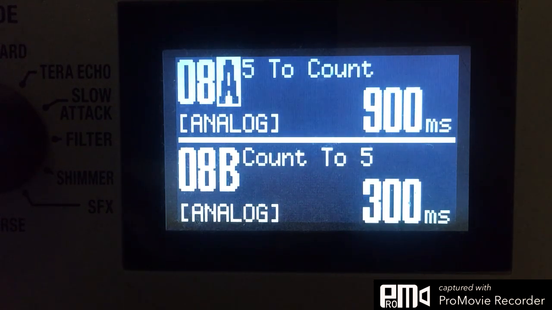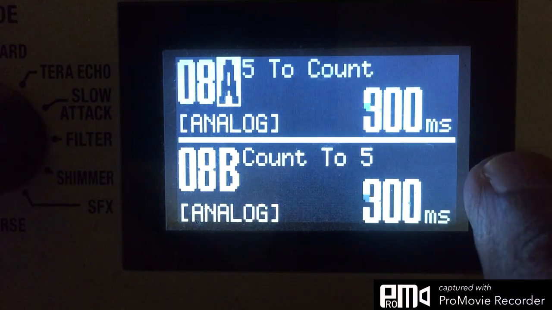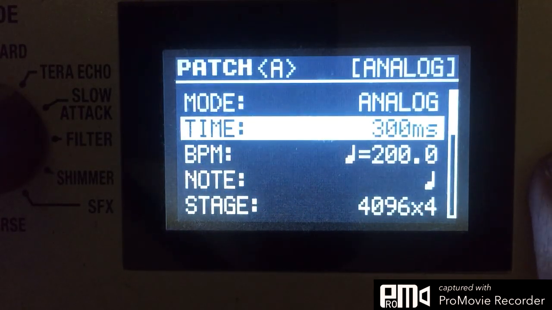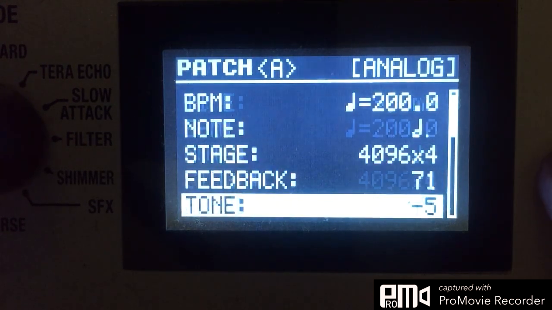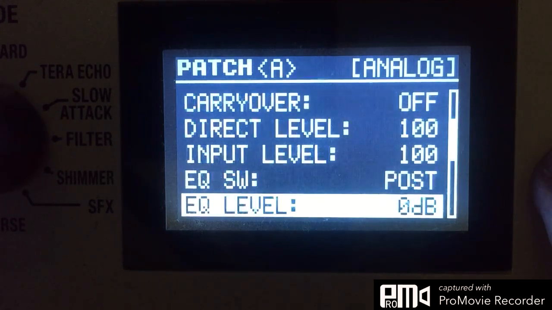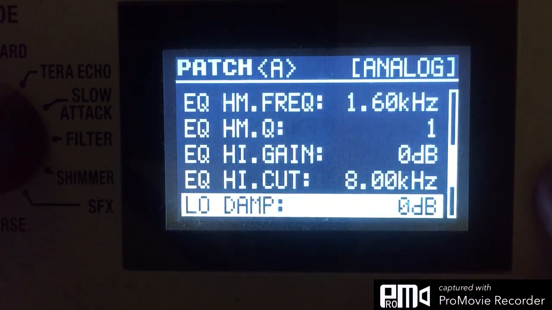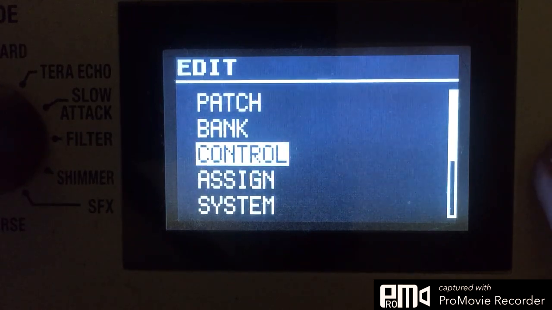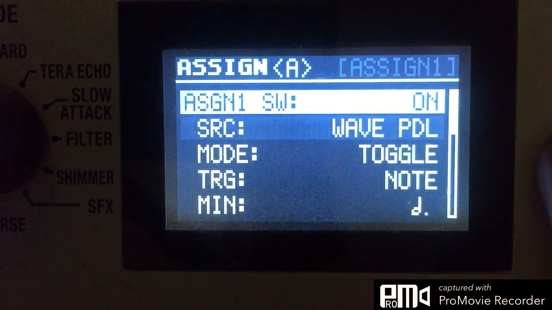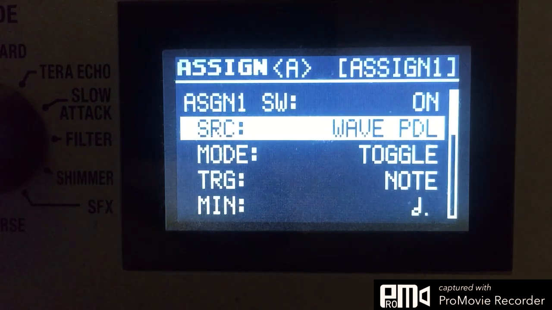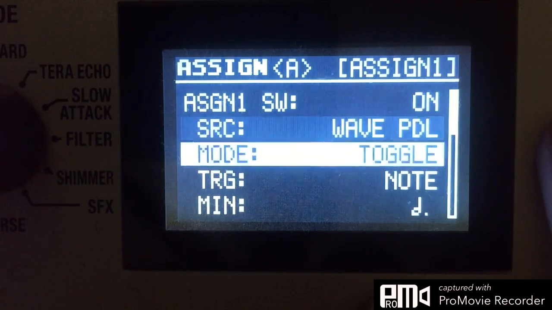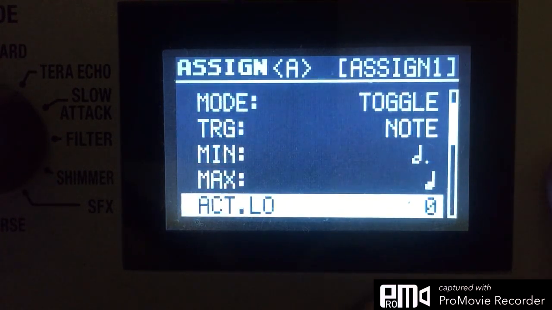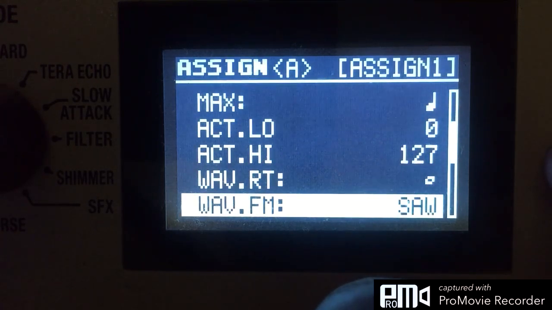So just to dive into A. You can see the wave pedal here that's toggling between two different notes. And the wave rate is a whole note, as I mentioned before. So channel B is doing the exact same thing.